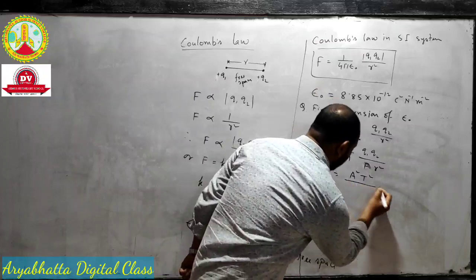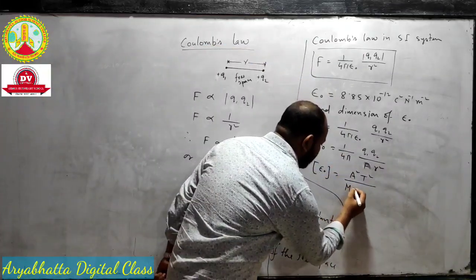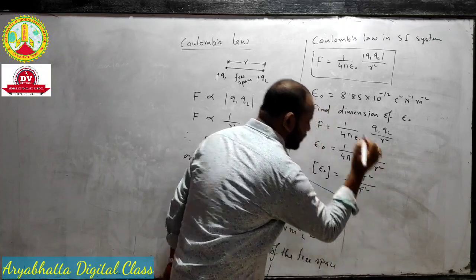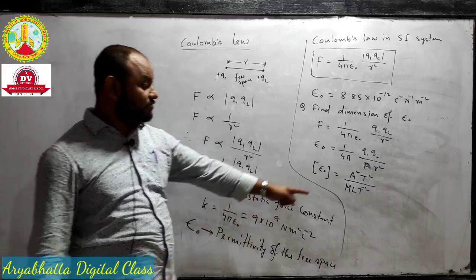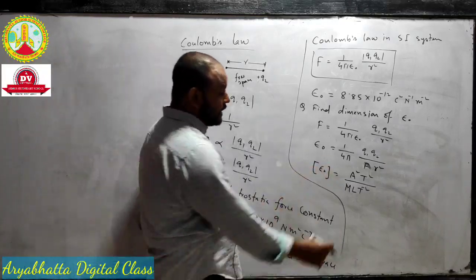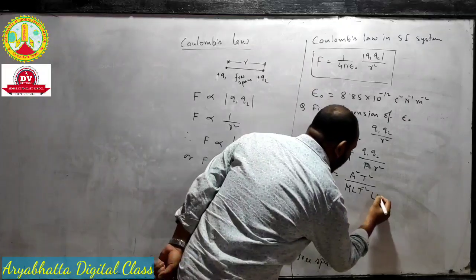What is the dimension of force? Dimension of force is equal to M L T to the power minus 2. We have discussed this in first year. Dimension of force, and dimension of r is what? r is the distance, so the dimension of r is L square.